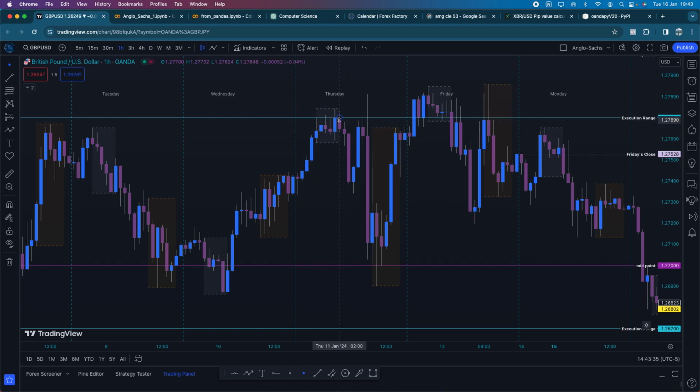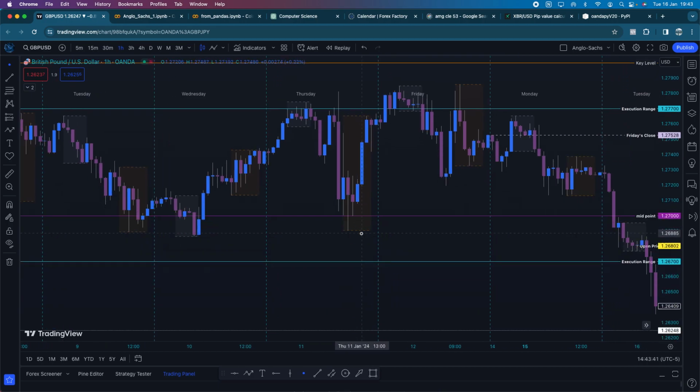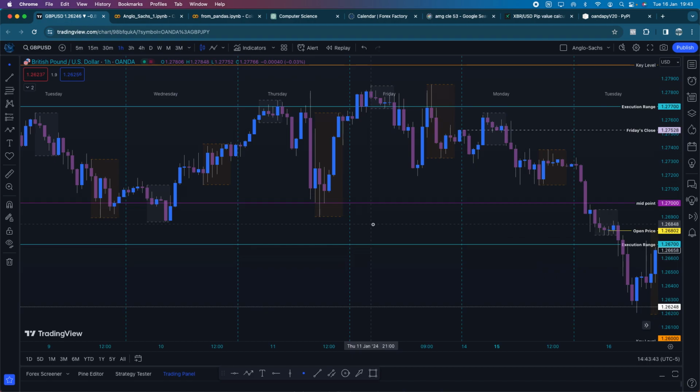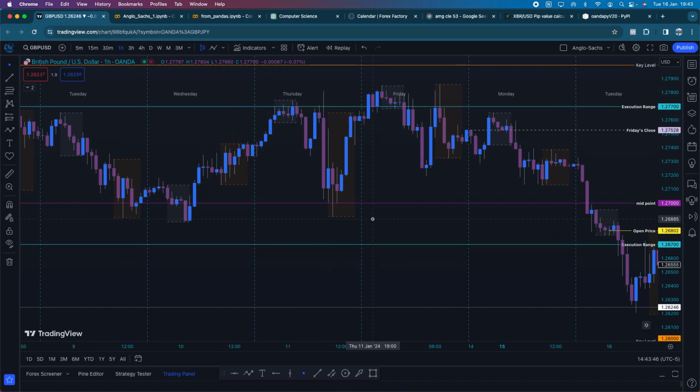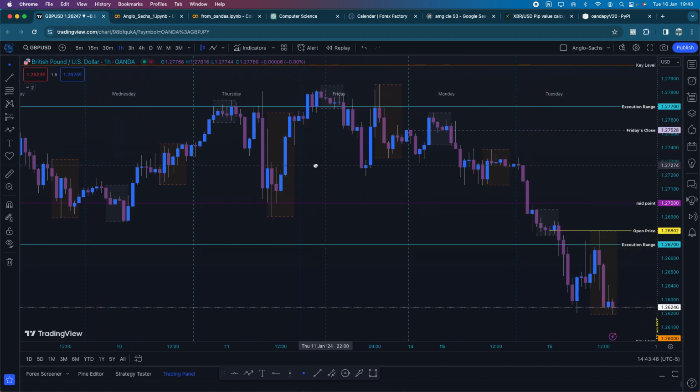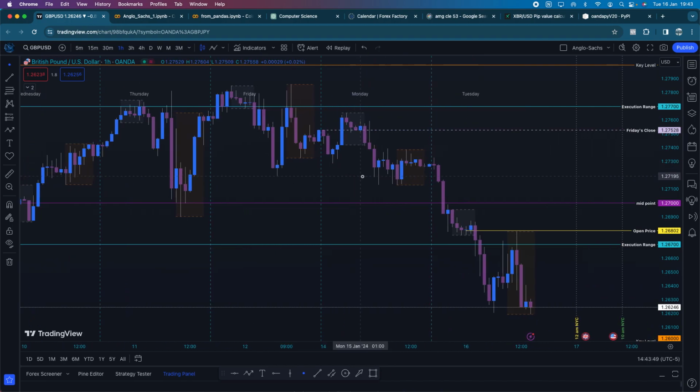So for me, anything after here is high probability. Anything in New York can also have a high probability in terms of taking an intraday scalping trade or an intraday trade. But primarily what I'm looking for is to build a position.